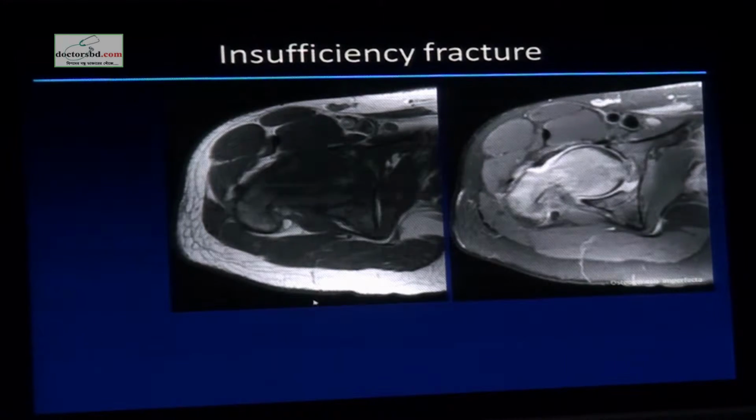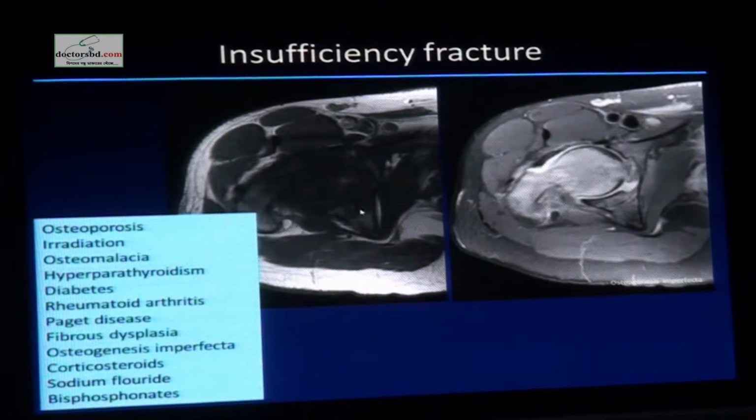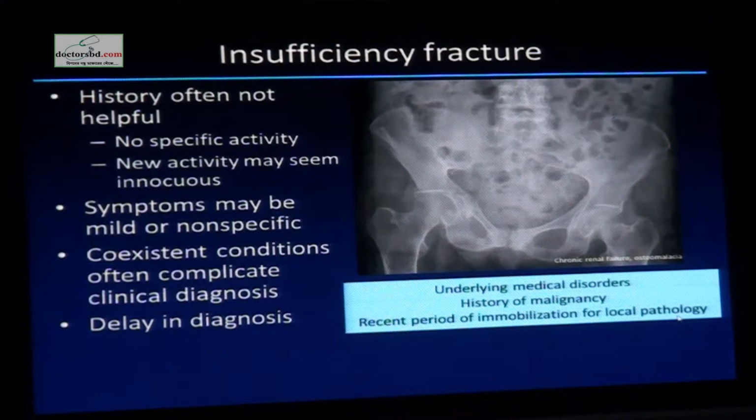There are a number of different disorders that are associated with insufficiency fractures. The three that are best known are osteoporosis, previous bone irradiation, and osteomalacia, but there are a host of other disorders that can lead to insufficiency injury, and here in a young patient with an insufficiency fracture of the femoral head, the underlying disorder was a rare condition, in this case osteogenesis imperfecta. So there are a number of different disorders that we need to keep in mind.